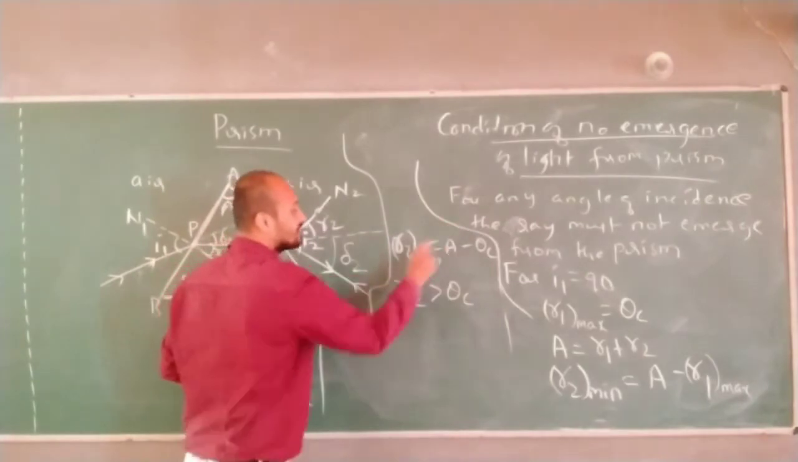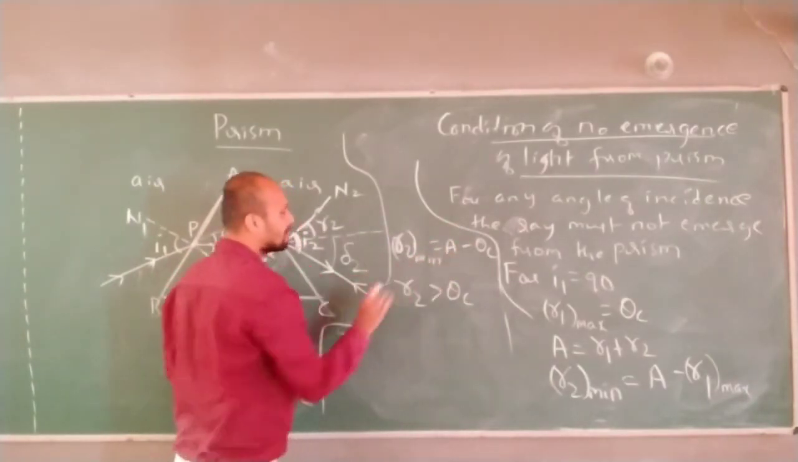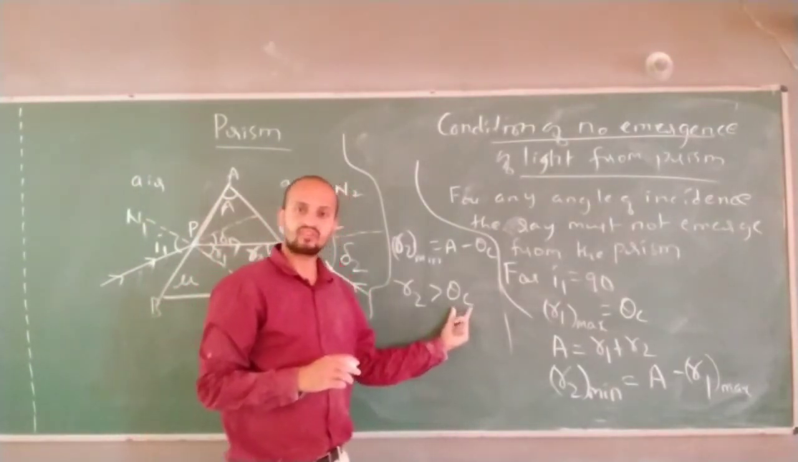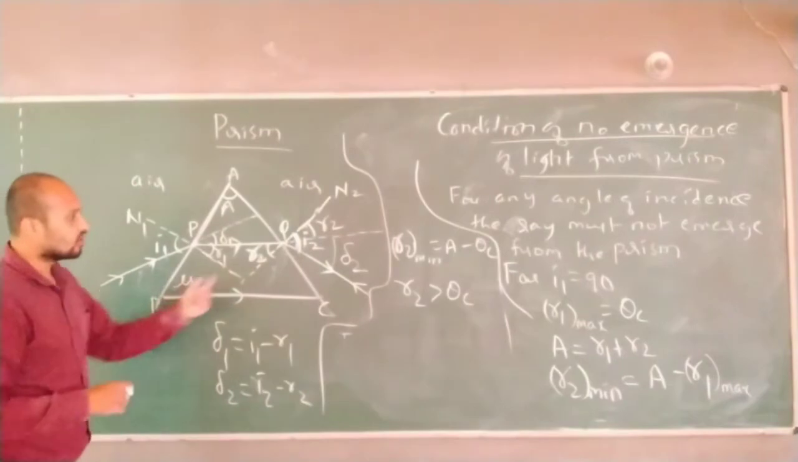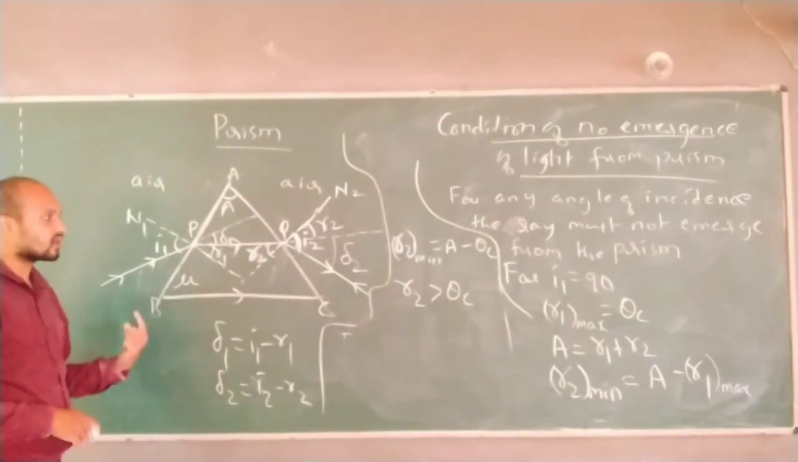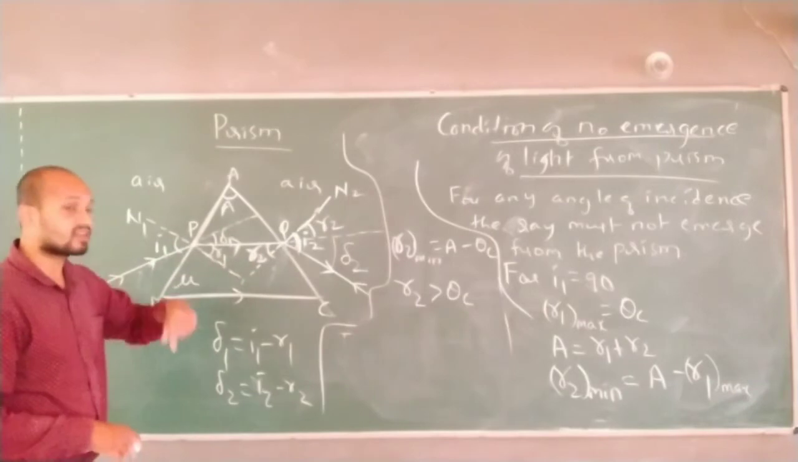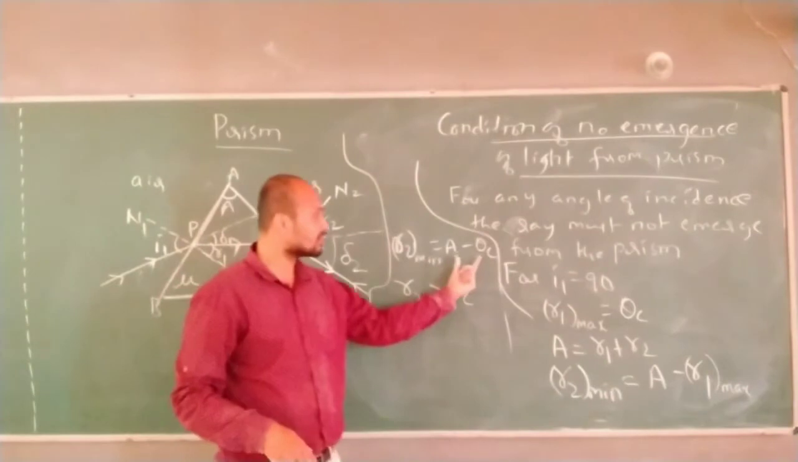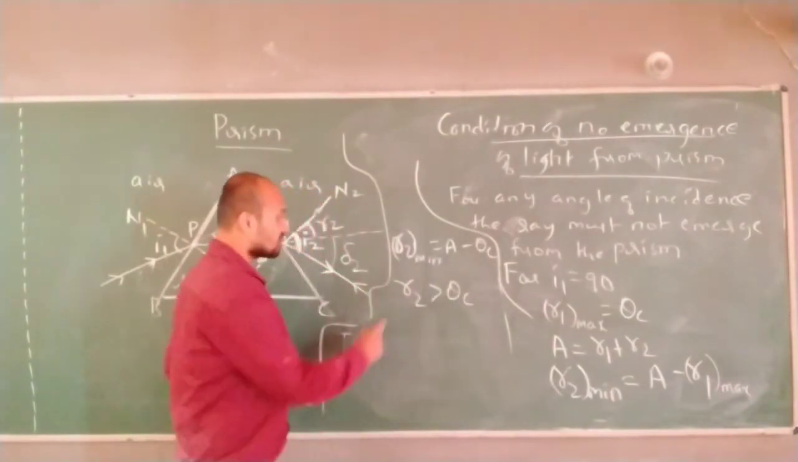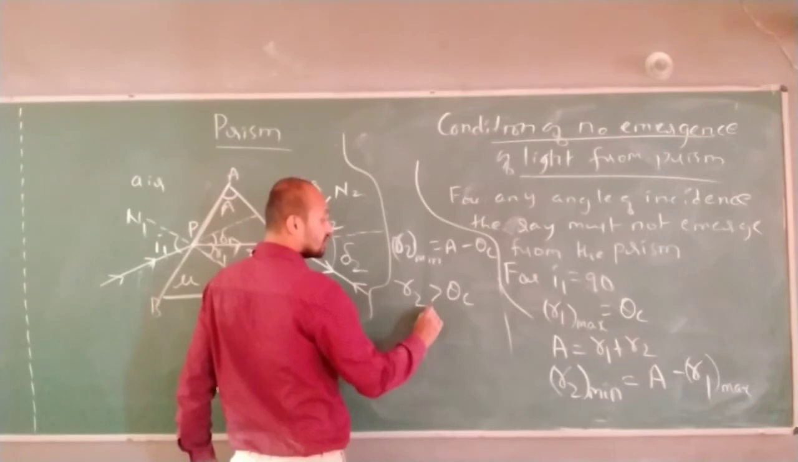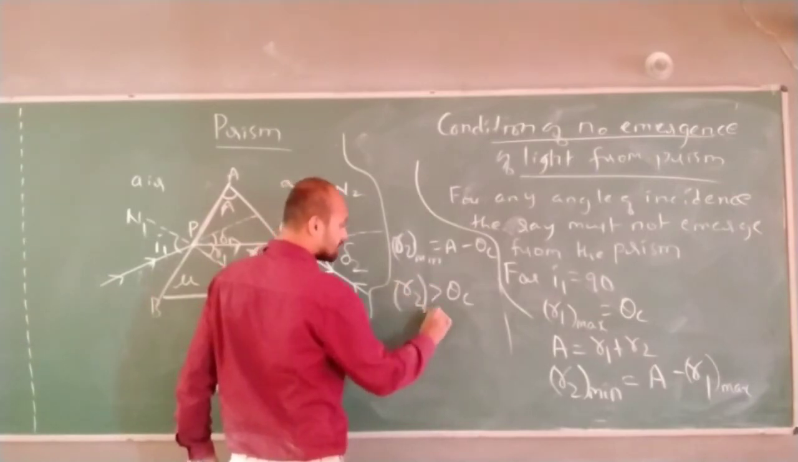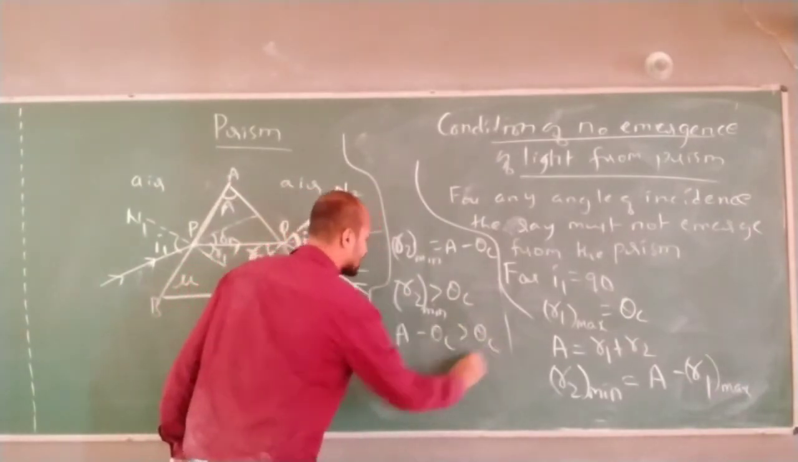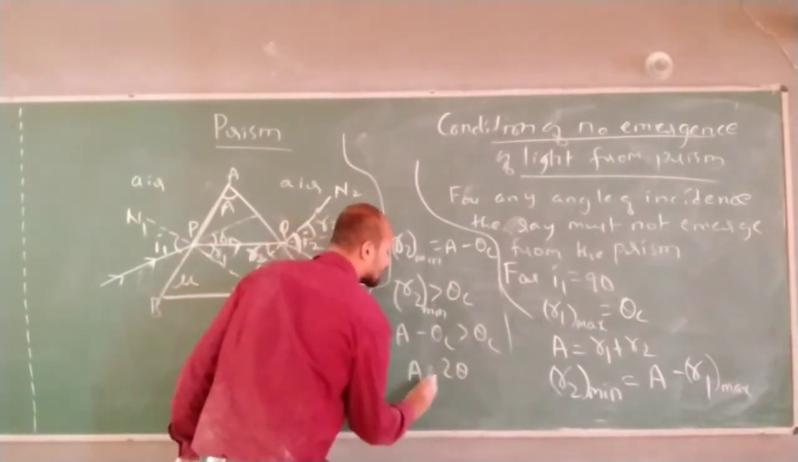When R2 is greater than theta c, what is R2 minimum? The minimum angle R2 must be greater than theta c, because that corresponds to the maximum value of I1. When R2 is minimum, I1 will be maximum. When I1 decreases, R2 increases. So the minimum value of R2 must be greater than theta c. A minus theta c will be greater than theta c, so A is greater than 2 theta c.